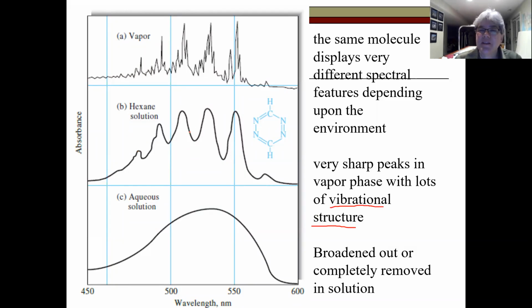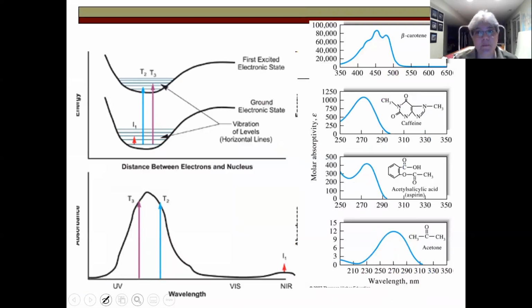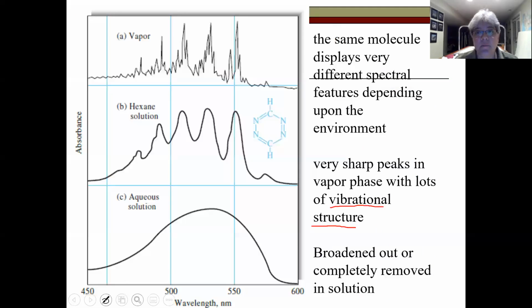And if you actually get the molecule in the gas phase, you'll see something that looks like this. You'll see vibrational and rotational levels. But we won't be considering things in the gas phase. Most common will be solutions. And again, most absorption spectra are just going to be these broad peaks with no structure.